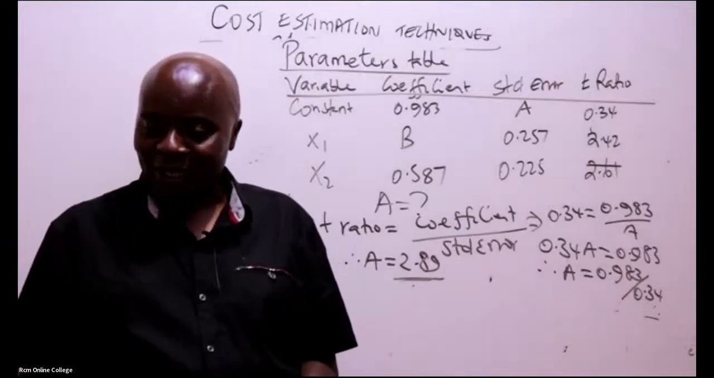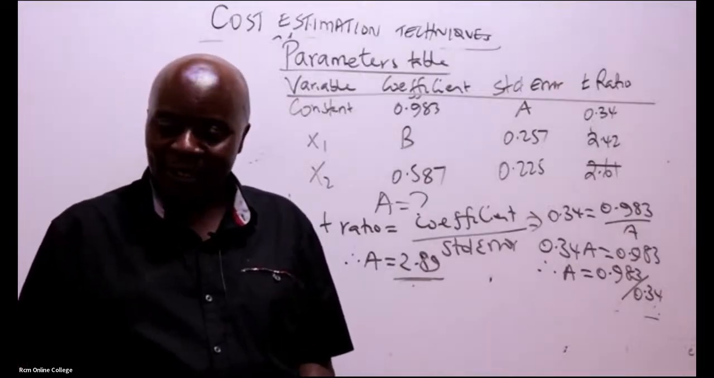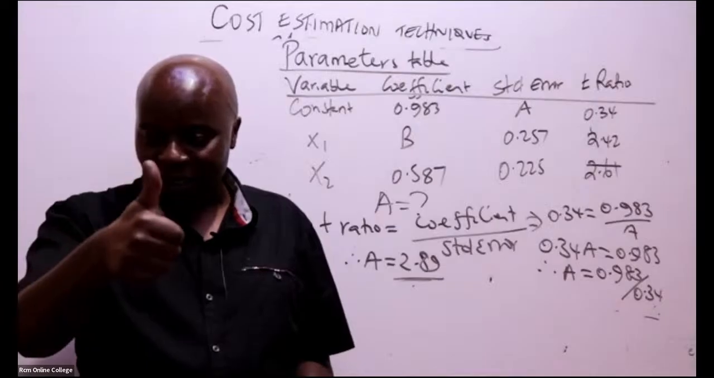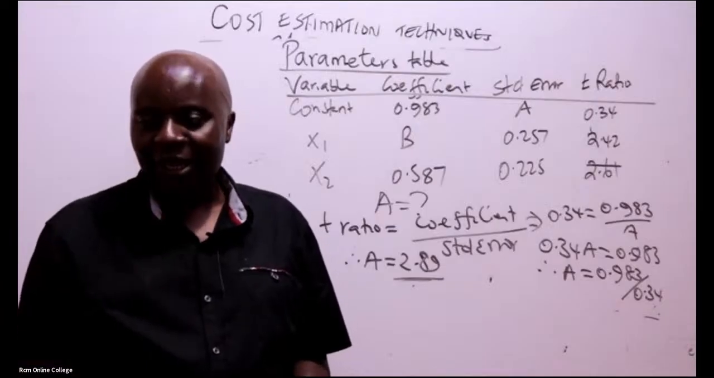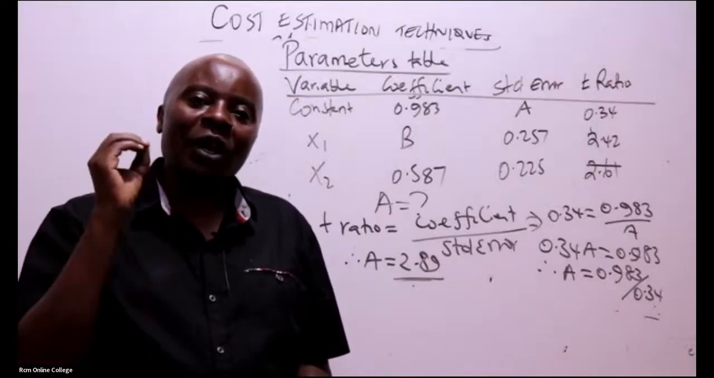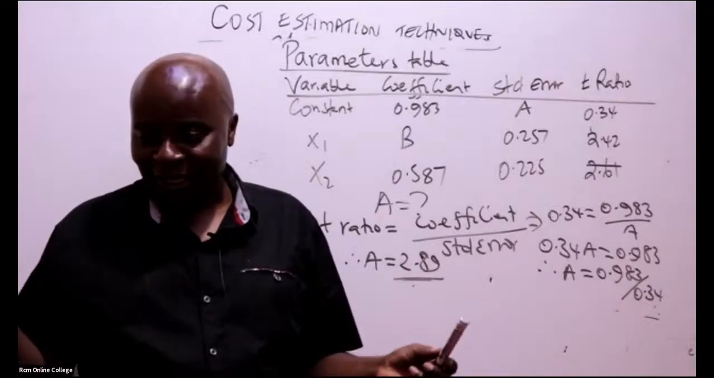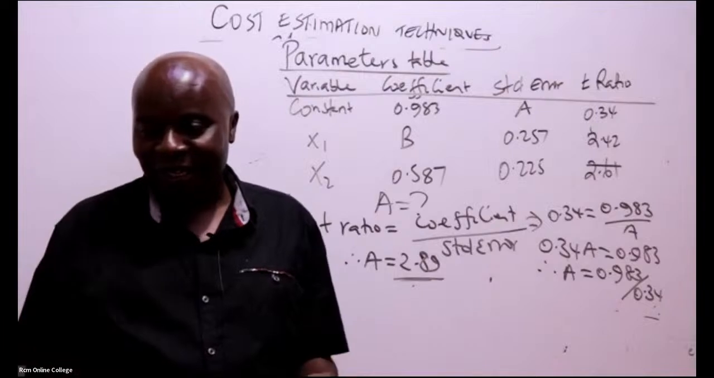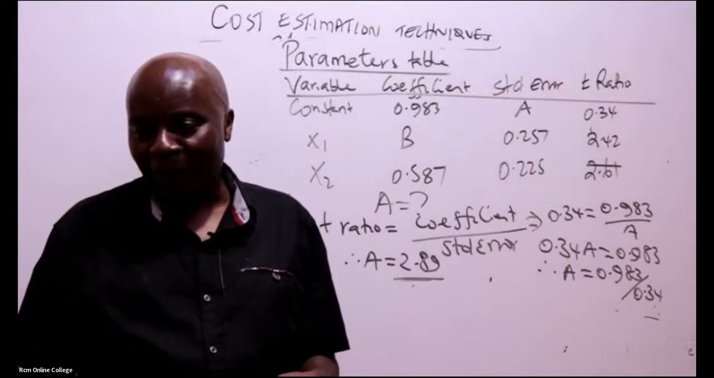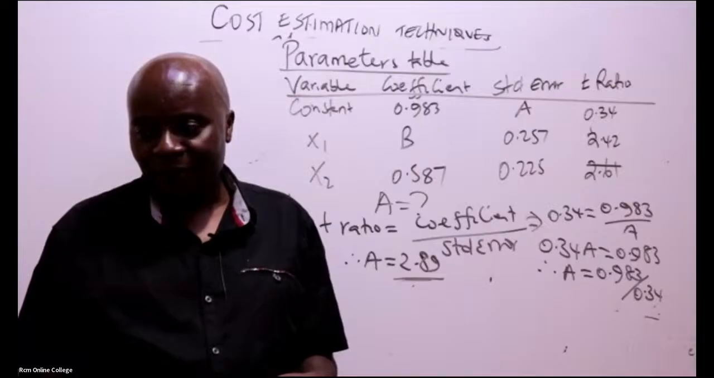So is that okay? Or is there anybody who has a question? Is this okay, how you have gotten A? Then can you kindly go ahead and give me the value of B now on your own? Try, even if you don't get it. Just try the value of B. You can see where B is. So go ahead and get the value of B.